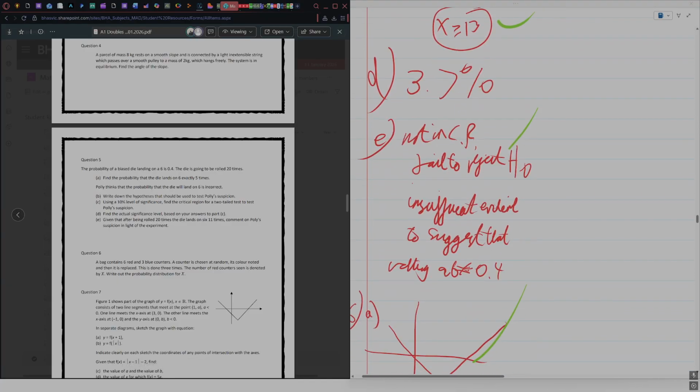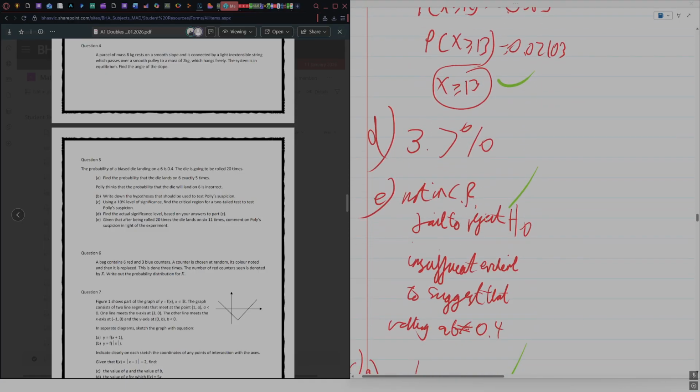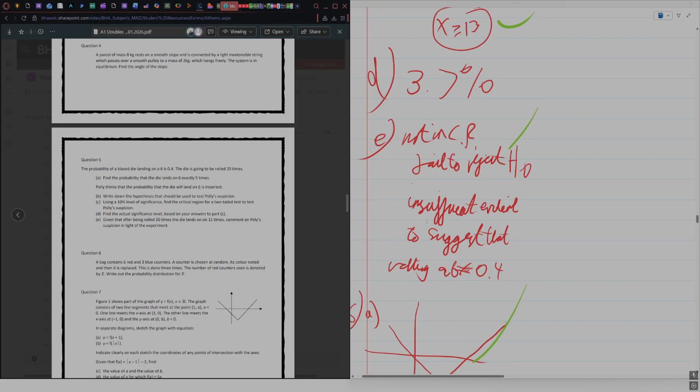Which means you don't say accept the alternative hypothesis, you just say fail to reject the null, because the alternative could still be correct, but we don't have enough evidence to say that right now. So you say fail to reject the null, because, and then you do a little exam language: insufficient evidence to suggest that the probability of rolling a 6 is not equal to 0.4. You kind of just copy out the question for this last bit.